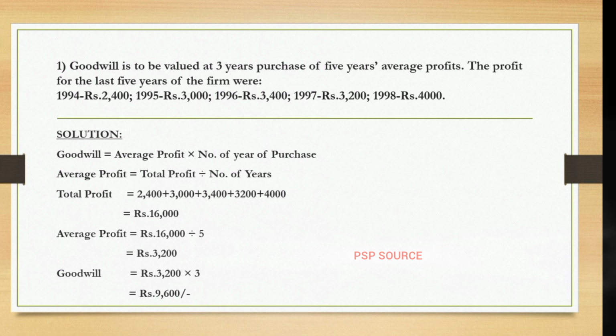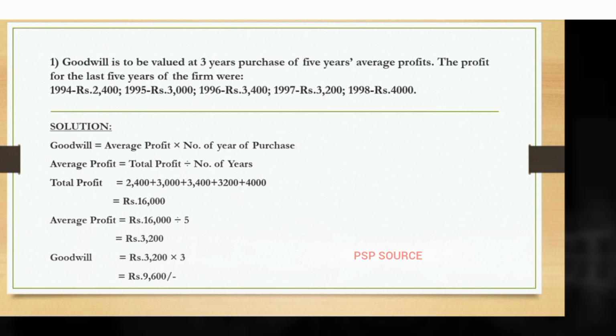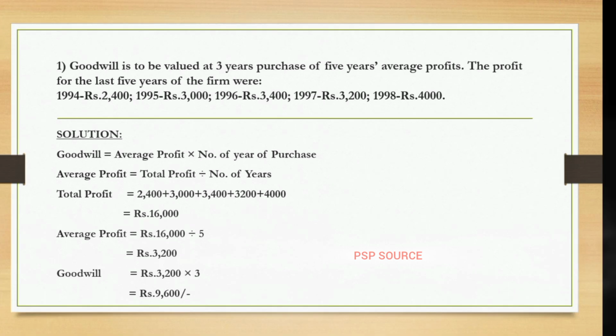The profits for the last 5 years of the firm were rupees 2400 for 1994, rupees 3000 for 1995, 3400 for 1996, 3200 for 1997, and rupees 4000 for 1998. For calculating goodwill, here are the formulas required. Goodwill equals average profit into number of years of purchase. To calculate average profit, we divide the total profit by the number of years. To calculate the total profit, we add up the profit for all the years.